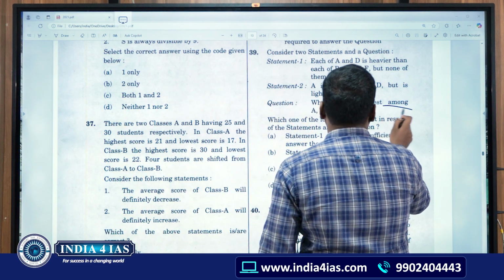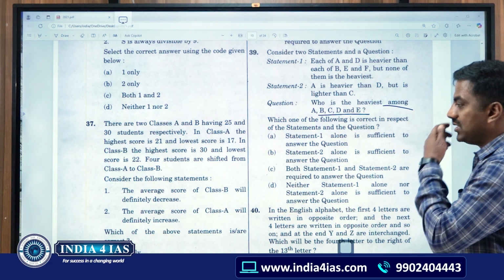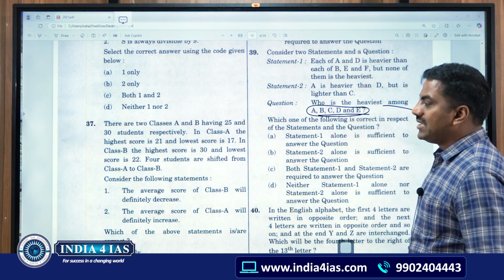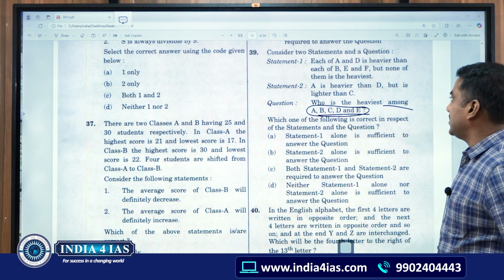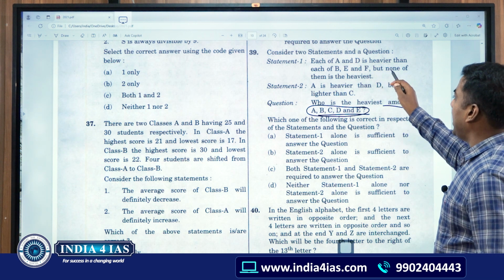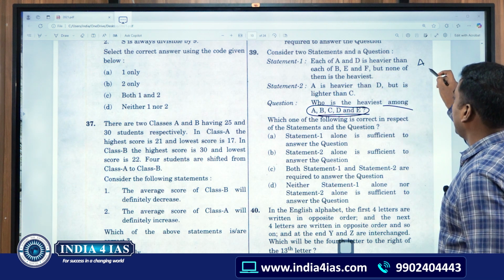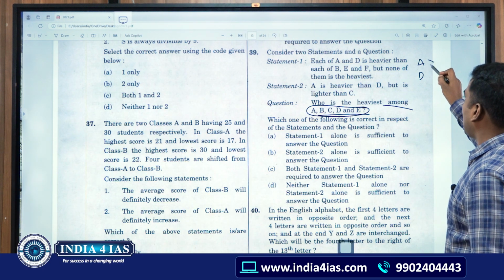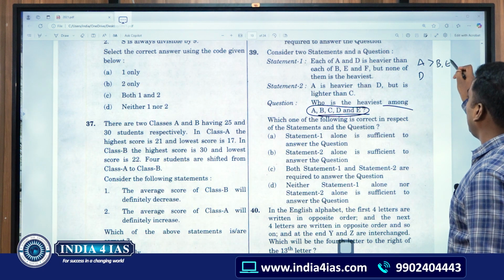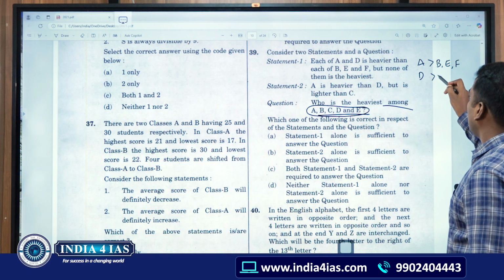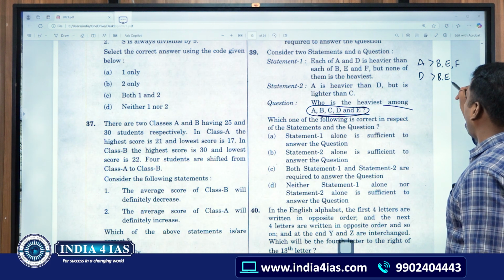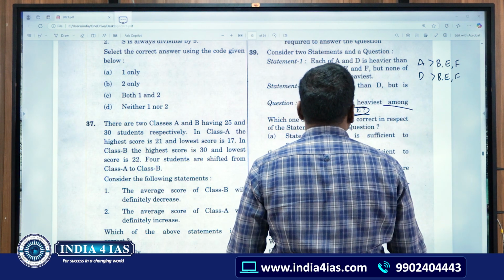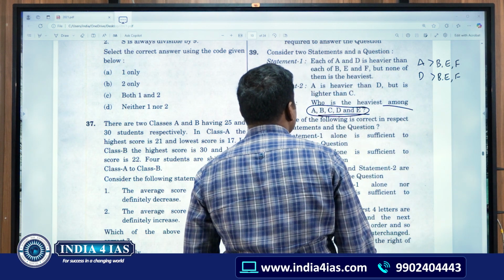Who is the heaviest among A, B, C, D, E? Our question is what? Among A, B, C, D, E, who is the heaviest? Each of A and D is heavier than B, E, F. They are heavier than B, E, F. Both of them. But among them, who is the heaviest? We don't know. But none of them is the heaviest.